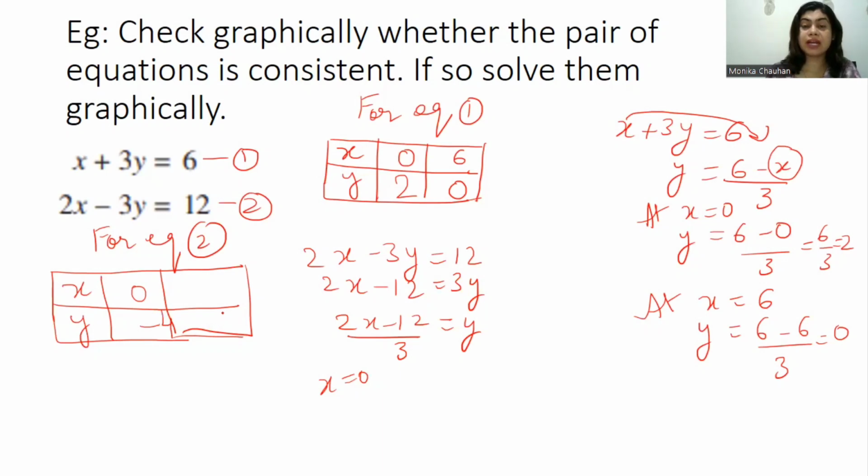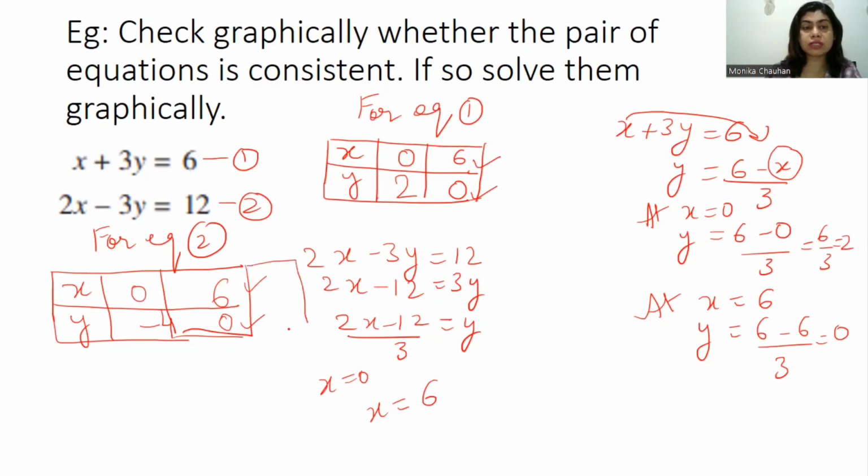And second, what do you want to put? Suppose I say x is equal to 6, what will happen? 2 into 6, 12, and 12 minus 12, 0. 0 upon 3, it is 0. So 6, 0. Do you see? You got 6, 0 in the second equation, 6, 0 in the first equation also. So this is a common unique solution. You want to try something else, you can try.